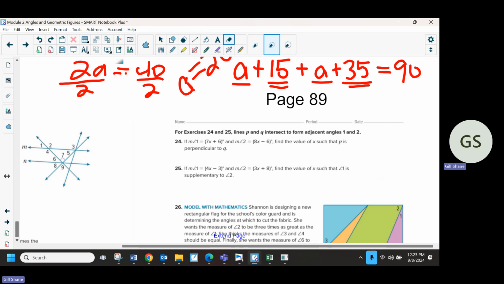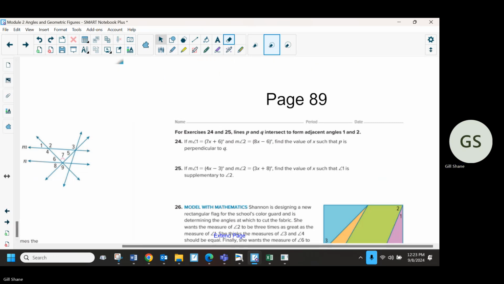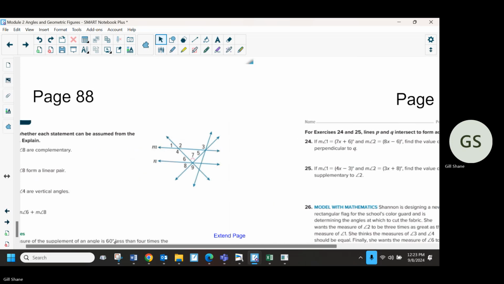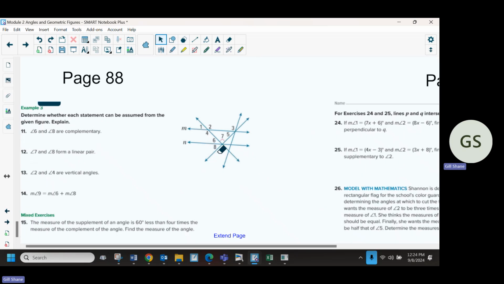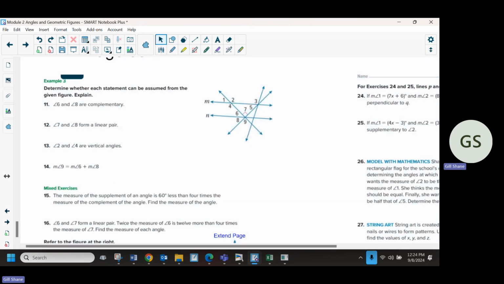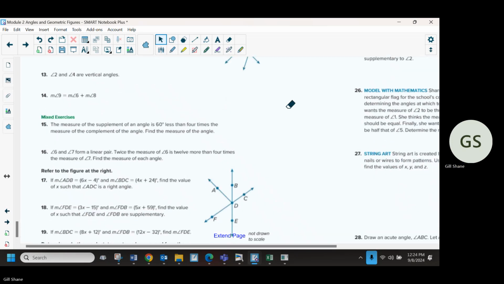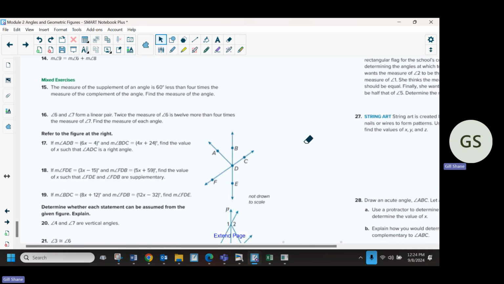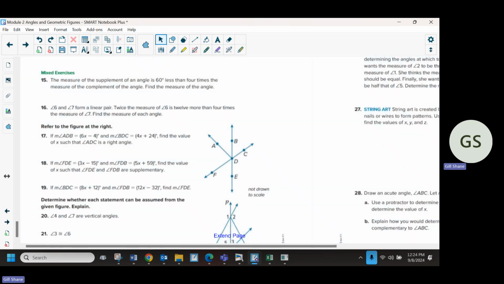All right, so next, let's go to, let's see, 7. Oh, I need to hold on. I forgot I kind of slid things around. There we go. So here we go. Refer to figure on the right. So it wants to make ADC. So if you read all that information, I'm doing number 17.